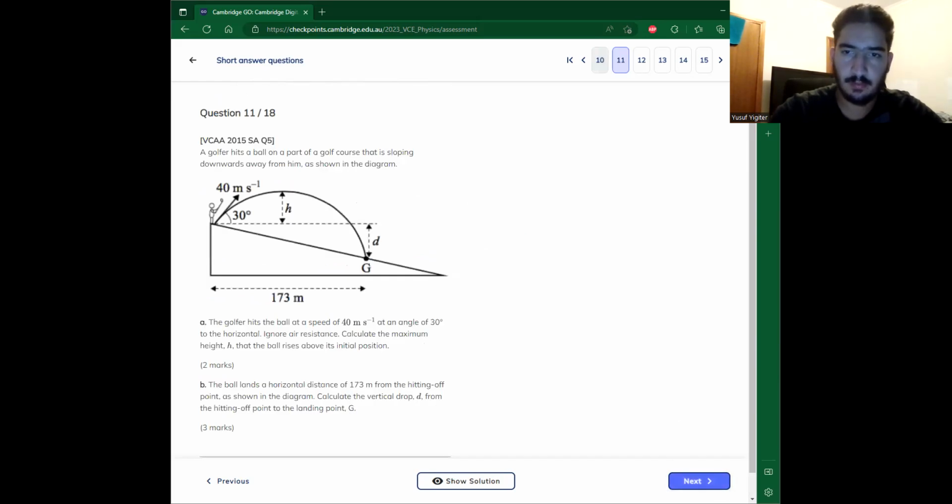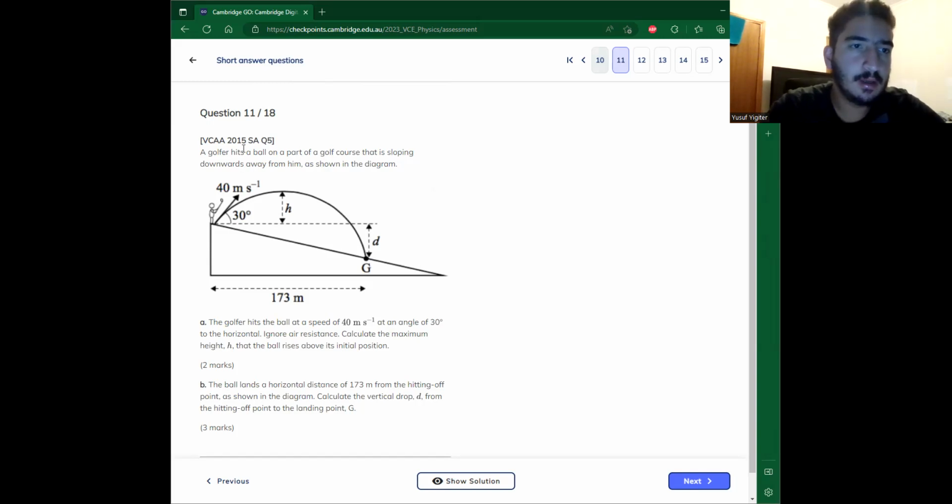How do I undo? How do I undo? Okay, whatever. Anyways, wow, this one looks really complicated. I haven't done this one.